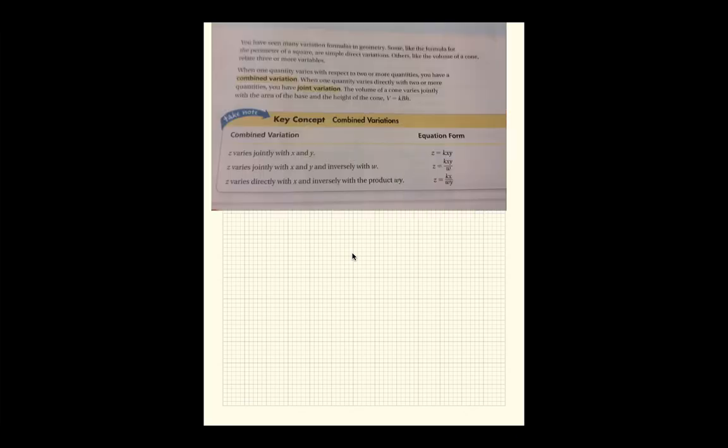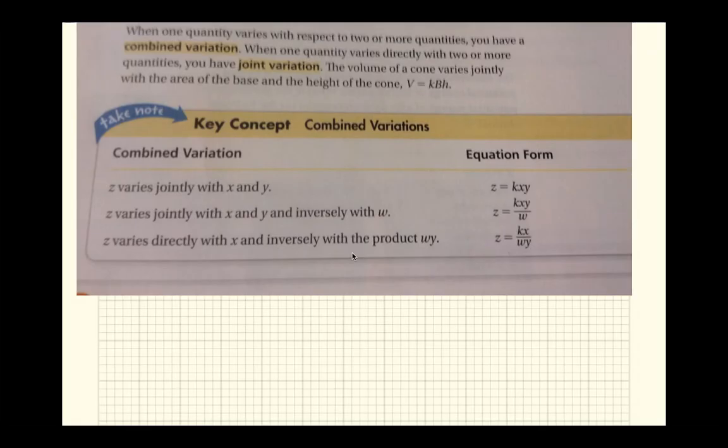Okay, here. So you can see a couple different things. Whenever you see this term jointly, that means basically it's varying directly with x and y. So to say that z varies jointly with x and y, we're saying that z equals... there's two things that are increasing z. It's not just x, it's x and y that are going to increase your output, or increase your z.